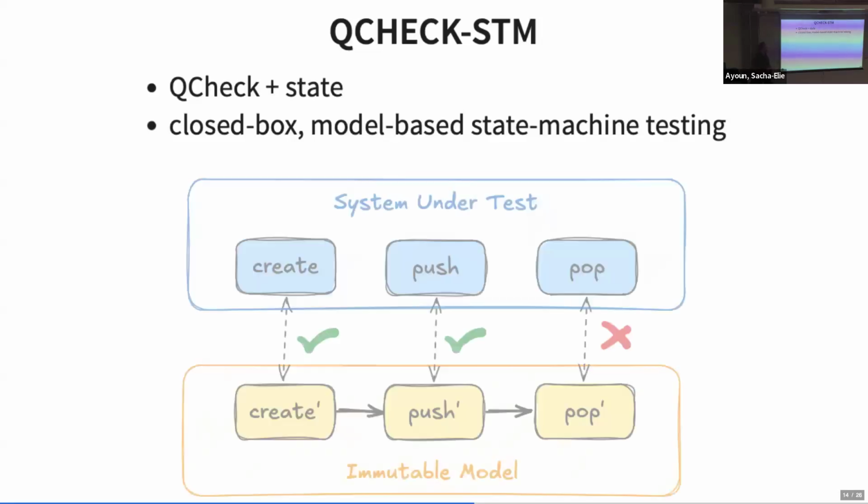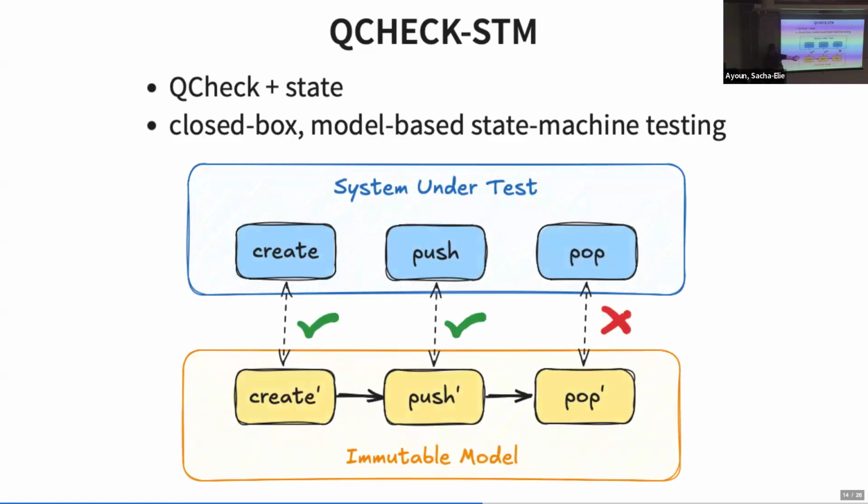So what that means is that you're basically comparing two different systems. So you have something that's your system under test. That's an instance of the data type that you're trying to check. So for example, a stack. And then you have an immutable model of that. So for a stack, that could, for example, just be a list. And what you then do is that you run sequences of API calls on your system under test. And you also run equivalent operations on your immutable model. And then you compare them with each other.